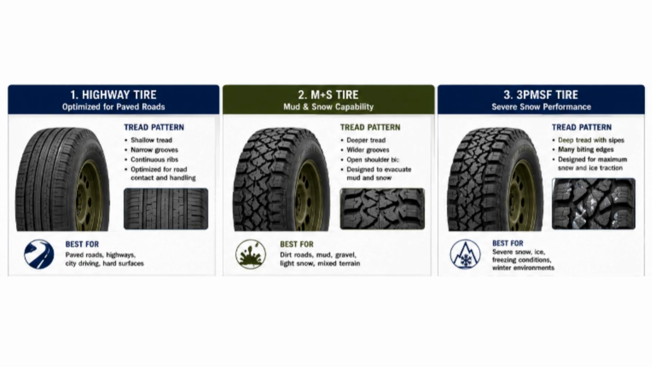The 3PMSF tyre is designed for more severe winter conditions. Its deeper tread and additional sipes create more biting edges for traction in snow and ice. Unlike M+S, the 3PMSF symbol indicates that the tyre has met a defined severe snow performance test. In summary, use highway tyres for paved road efficiency, M+S tyres for mixed terrain and light snow, and 3PMSF tyres when tested severe snow capability is required.